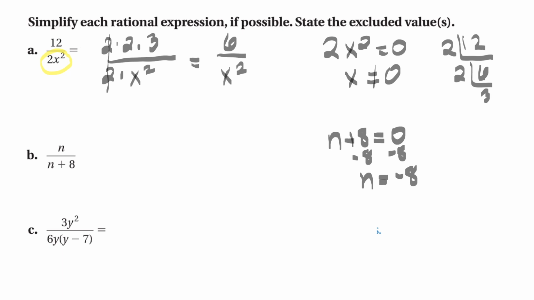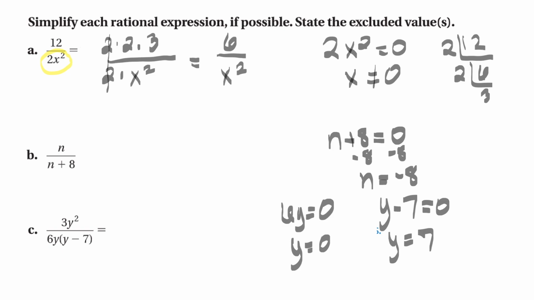Okay, we're going to go ahead and look here, and we're going to start by finding our excluded values. So we have 2 factors in our denominator here, so we need to set each factor equal to 0. So 6y equal to 0 and y minus 7 equal to 0. So we see that our excluded values are 0 and 7. So we have 2 excluded values.